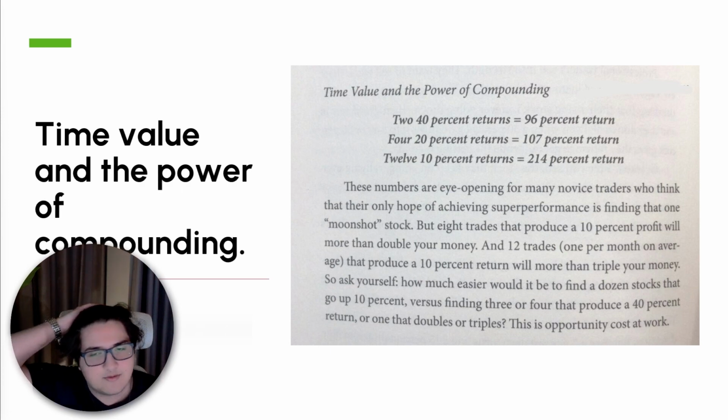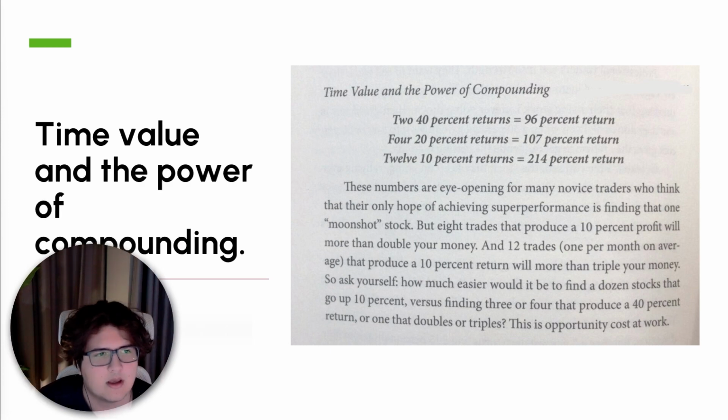Next is the time value and the power of compounding. So this is kind of similar to the last one, but on the opposite end of things. Most people, I think when you first start getting into trading, you look for huge winners. You look for making those 100% returns on one single trade. And this allows you to see that small winners can really add up in a percentage way.